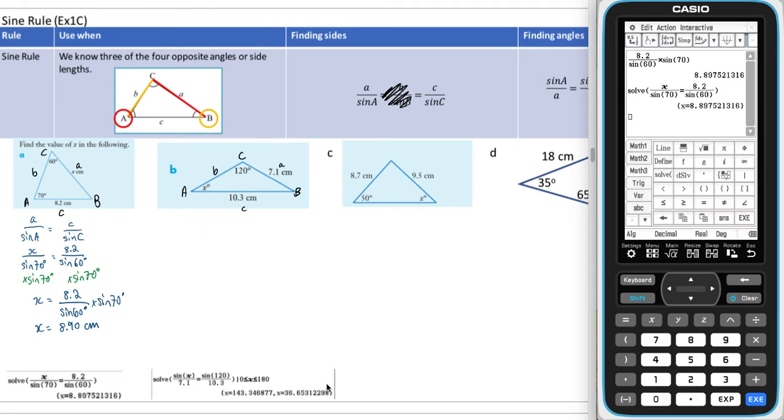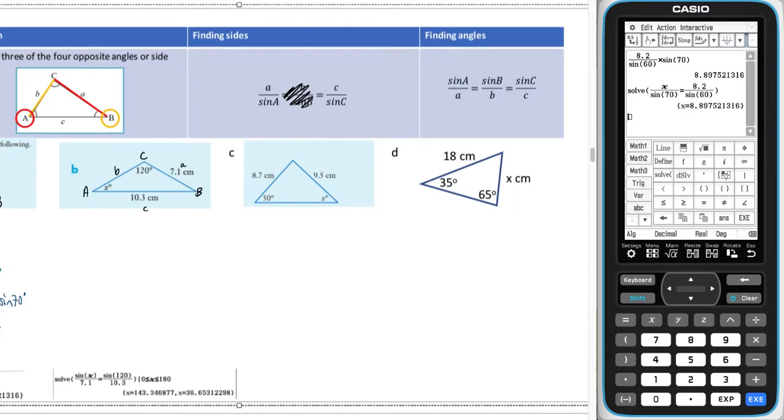Now, since we're finding an angle, we're going to use our finding angles formula here, so sine a over a, and I'm going to do the same thing, and we don't care about the b's again. So I'm just going to cross that out, so it's going to be sine a over a, so let's write that in. Sine a over a is equal to sine c over c. We now sub in our values. We know sine x over a, which is 7.1, is equal to sine 120 degrees over c, which is 10.3.